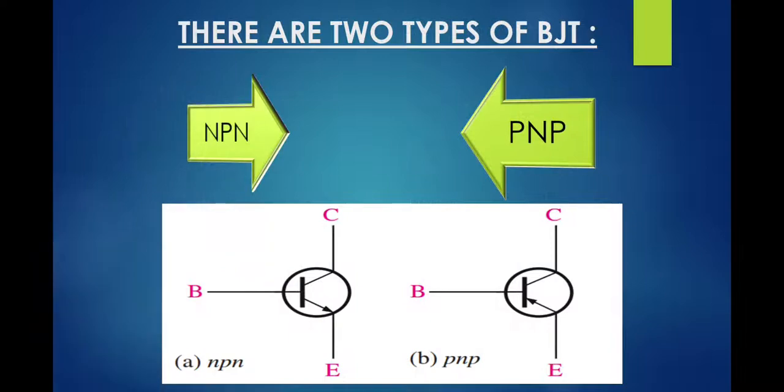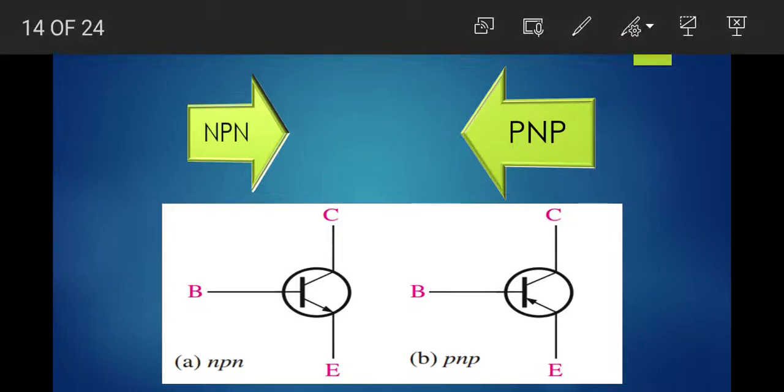Next, there are two types of bipolar junction transistor. One is NPN and another is PNP. Now what is NPN and what is PNP? Let's discuss further. First see the diagrams of them. This is the NPN diagram and this one is the PNP diagram. In the PNP diagram we can see that the current is coming from E to base B, whereas in NPN current is coming from base B only. Clear?